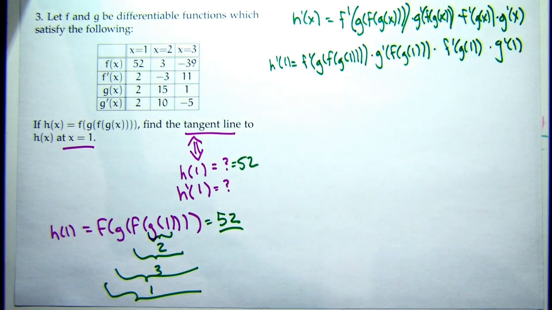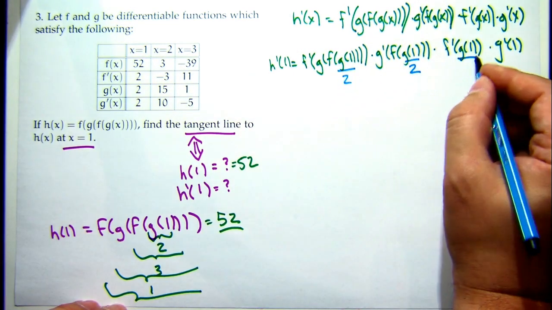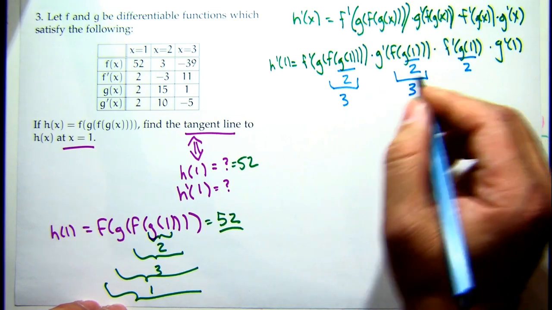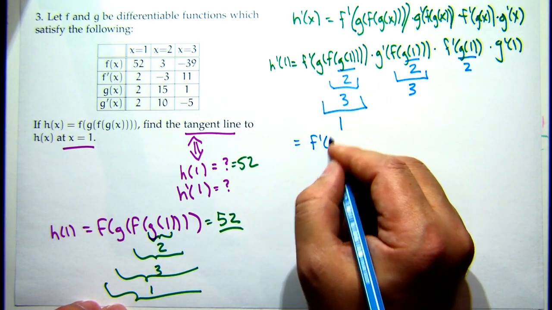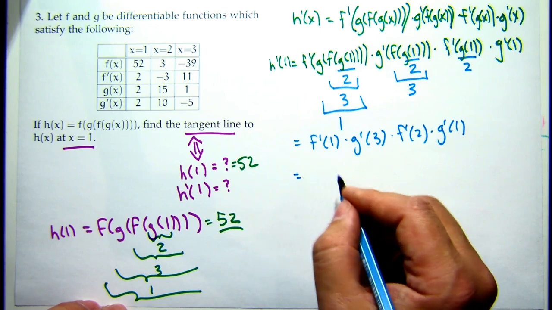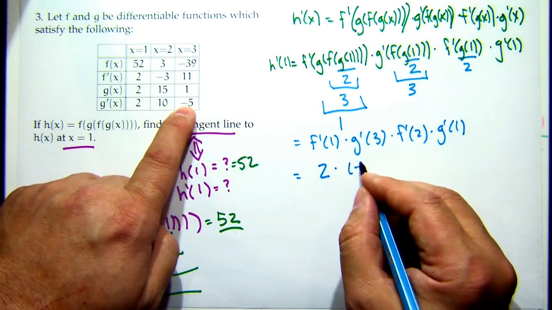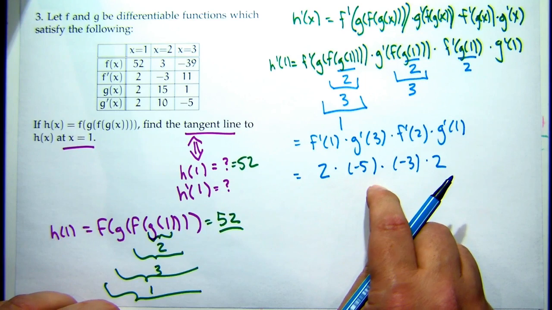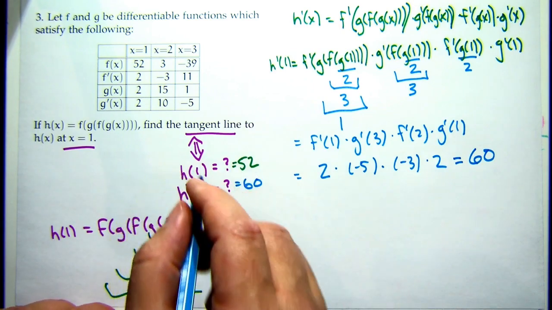Okay, so let's just work our way through here. G of 1 is 2. So that's 2. All right, F of G of 1 is F of 2, which is 3. G of 3 is 1. So this is F prime of 1 times G prime of 3 times F prime of 2 times G prime of 1. F prime of 1 is 2, G prime of 3 is negative 5, F prime of 2 is negative 3, G prime of 1 is 2. 2 times negative 5 times negative 3 times 2 is 60.